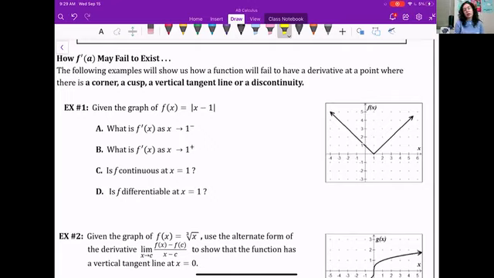Okay, now one of the most popular times a function will be non-differentiable is when we have an absolute value function. A function like this might show up on Friday's quiz.